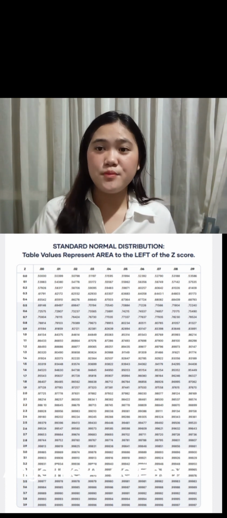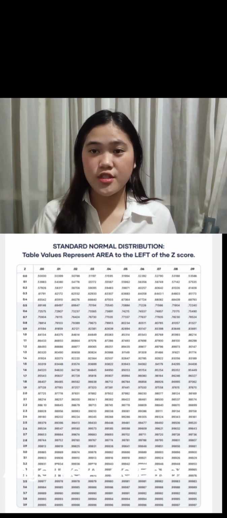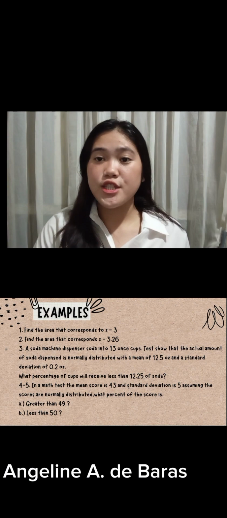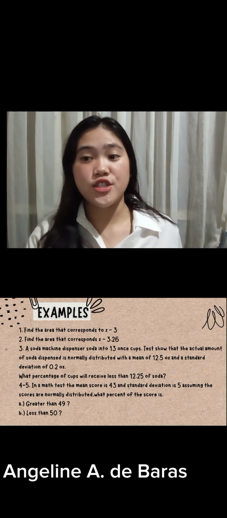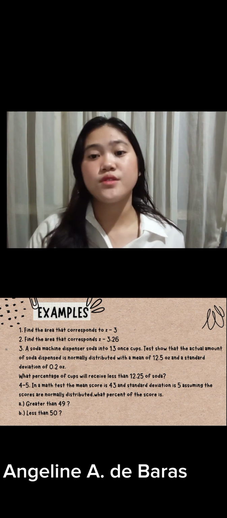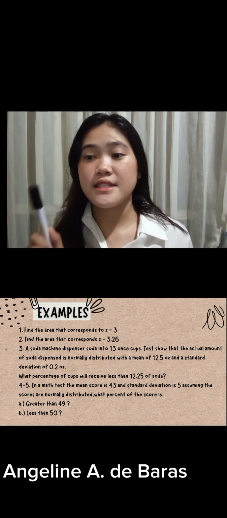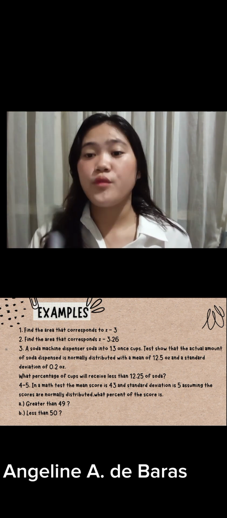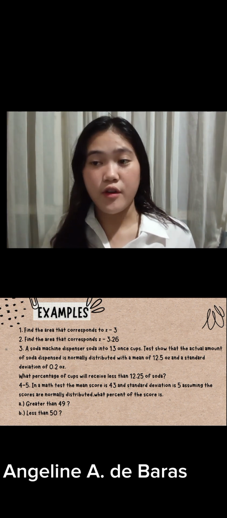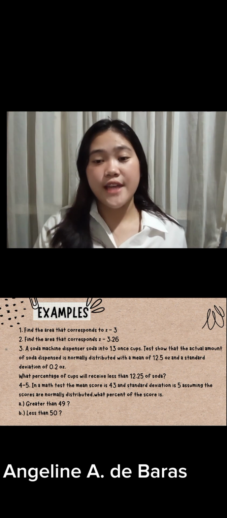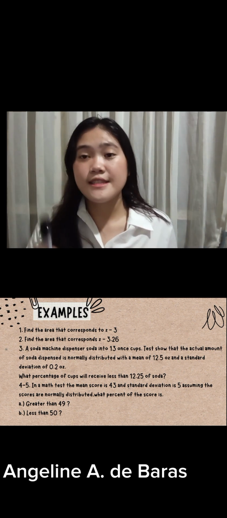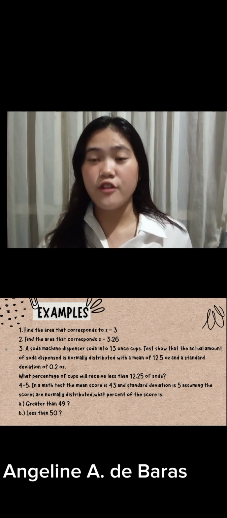Guys, after knowing how to use our z-score table, let's proceed to another problem solving question. Proceed to the third question. A soda machine dispenses soda into 13 ounce cups. Tests show that the actual amount of soda dispensed is normally distributed with a mean of 12.5 oz and a standard deviation of 0.2 oz. What percent of cups will receive less than 12.25 oz of soda?